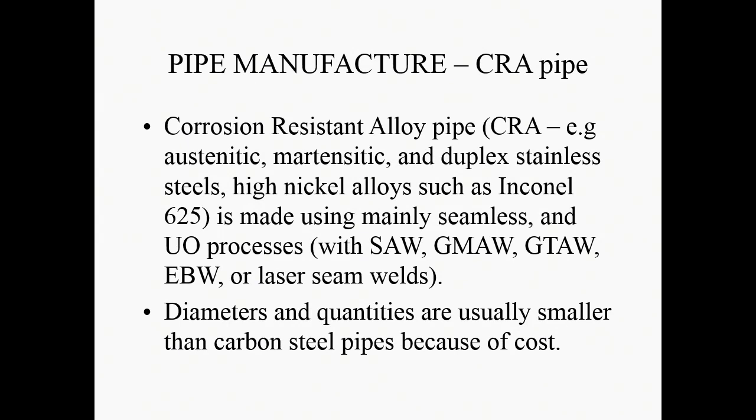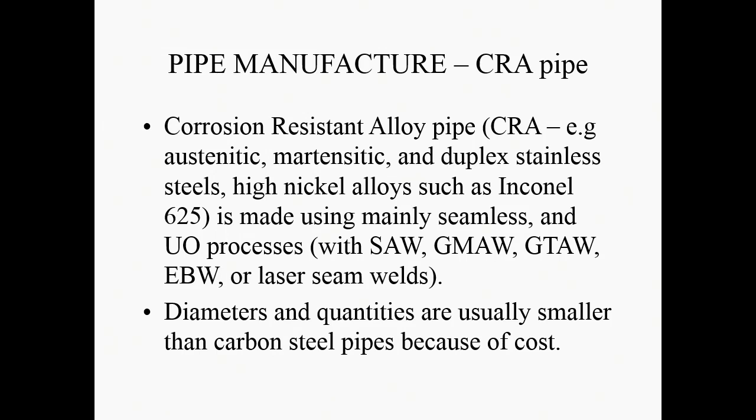Well, in principle, you can use seamless and UOE processes, maybe with slightly different welding technologies. So submerged arc welding we've used before, but you could use MIG and TIG welding, gas metal arc welding, and gas tungsten arc welding. Electron beam welding, EBW, or even laser welding for the seams. So when you've got corrosion-resistant alloys, you sometimes have to change the basic welding processes, but otherwise the rest of the technology looks very similar.